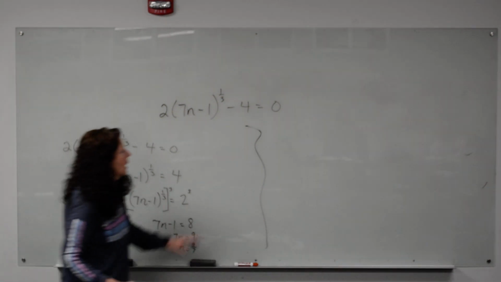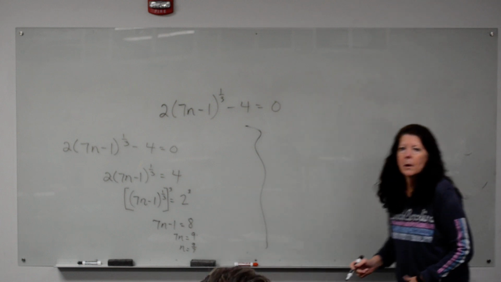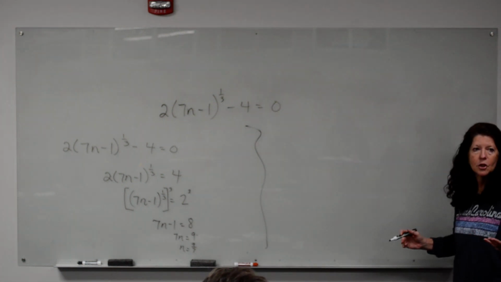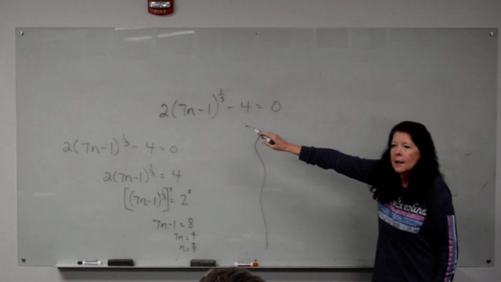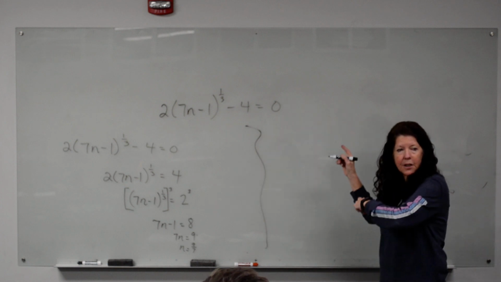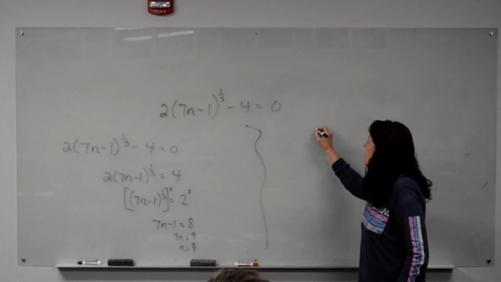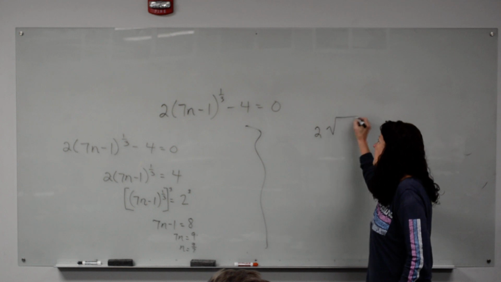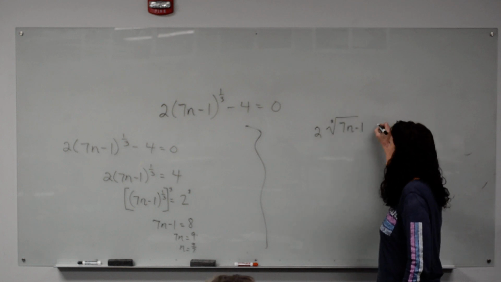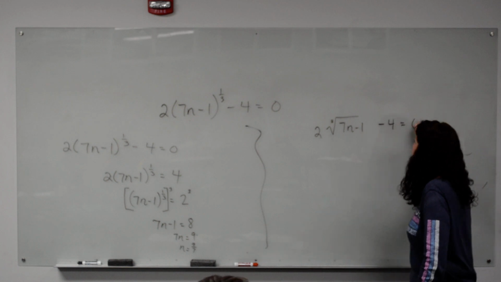You're probably the only one that's going to do it that way, just because I'm too lazy to convert it. Now, I can take that and change them to roots. So this is the same as 2 times the cube root of 7n minus 1, minus 4 equals 0.